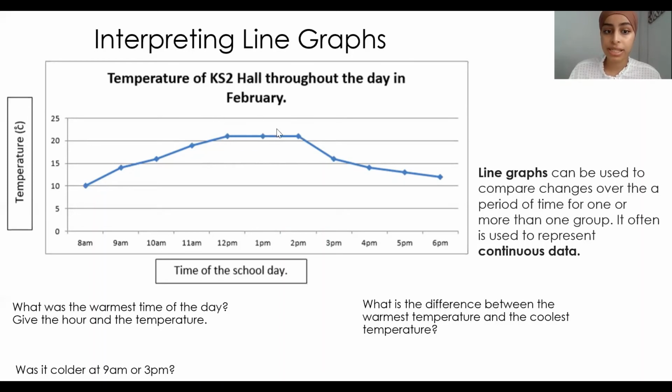We've got 3 points actually. So from 8 a.m. it started at 10 degrees, 9 a.m. it's gone up around towards 15, 10 a.m. just over there, and it goes up and it seems to be stopping right at the top. So we have at 12 p.m., 1 p.m. and 2 p.m. a continuous line.